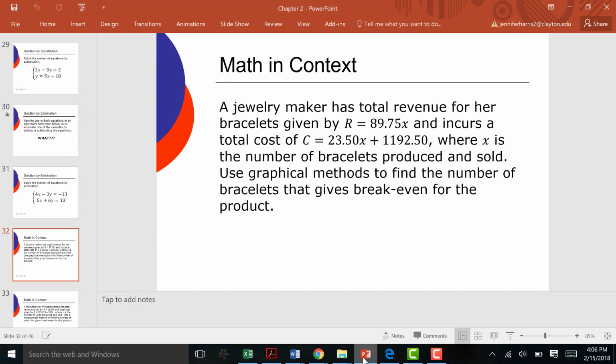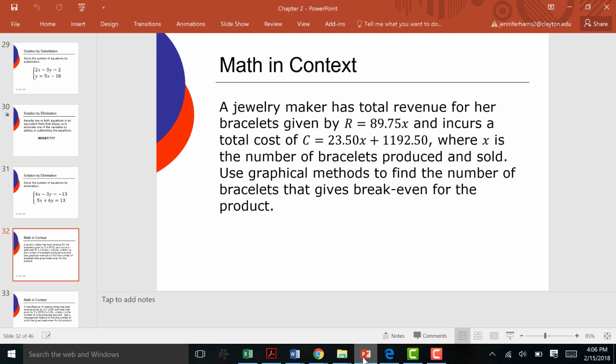Yes. So the question wants to know, find the number of bracelets that's the break-even point. The number of bracelets was what? 18. Did it want this number over here? No. Did it ask you what's the break-even amount in dollars? No, it didn't say that. It said how many bracelets gives you a break-even point. So they break even at 18 bracelets.